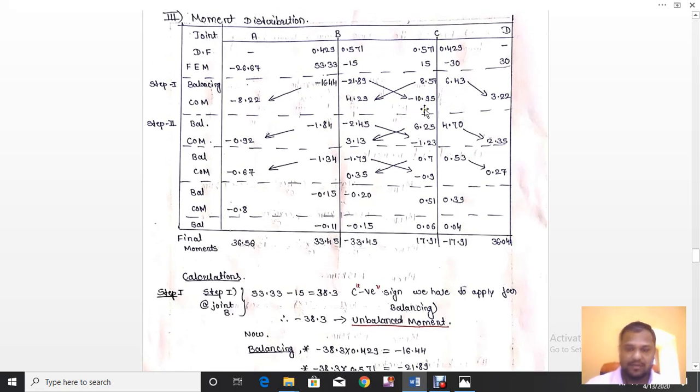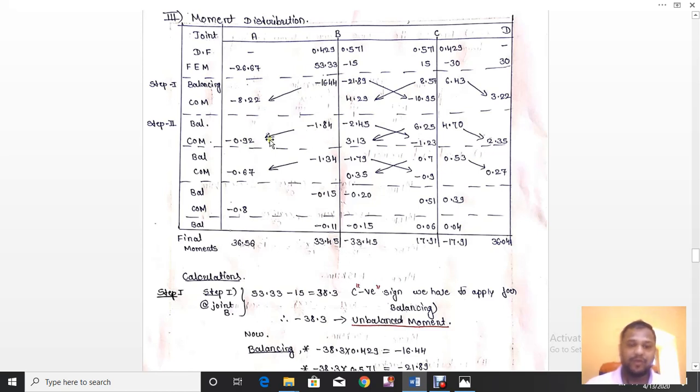Joint C you can see here. So minus 10.95 is there. I am going to multiply it with the minus sign. So I have got it as plus 10.95. So 10.95 into this distribution factor. So it is 6.25 and this one is 4.70. So I have got these balancing moments. Again I am going to carry half of these balancing moments as carryover moments to the adjacent joints.